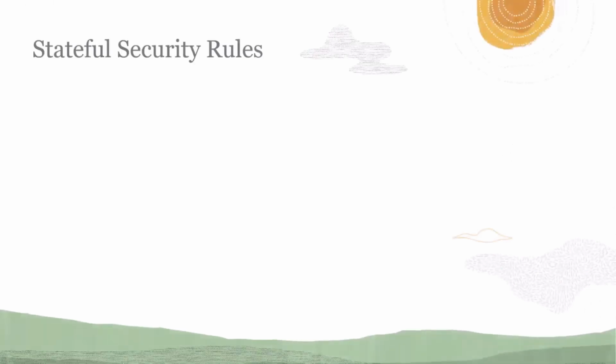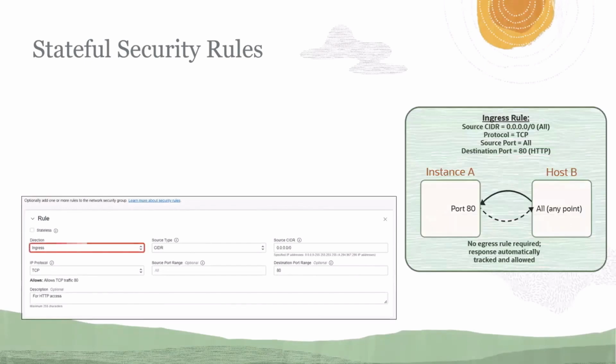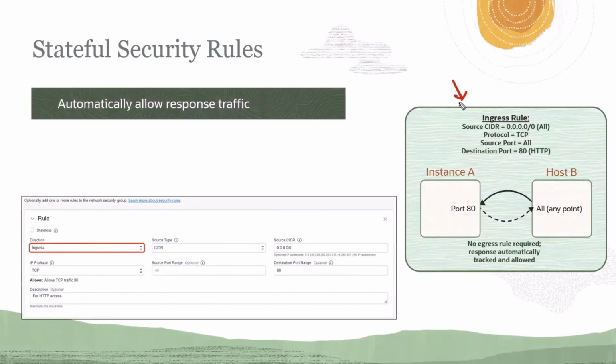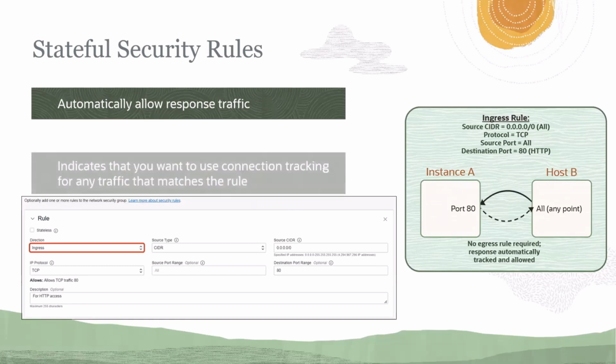We also discussed what is a stateful rule and what is a stateless rule. So very quickly to illustrate, you see here, this is an example. There is instance A and then there is host B. We have created an ingress rule that allows port 80 from internet. Now, if this rule is stateful, the response traffic for this particular traffic is going to be automatically allowed. So you don't need to explicitly create an egress rule. So it automatically allows response traffic.